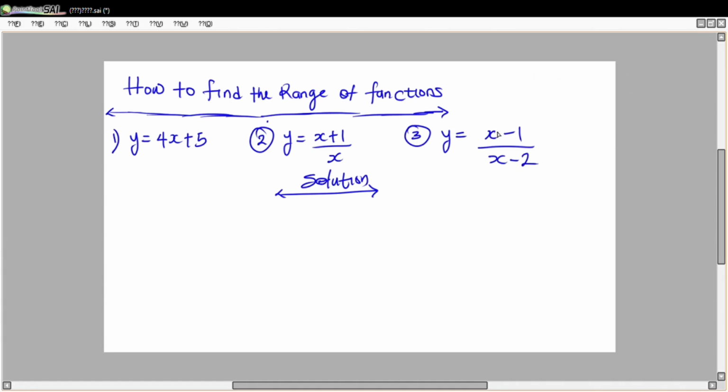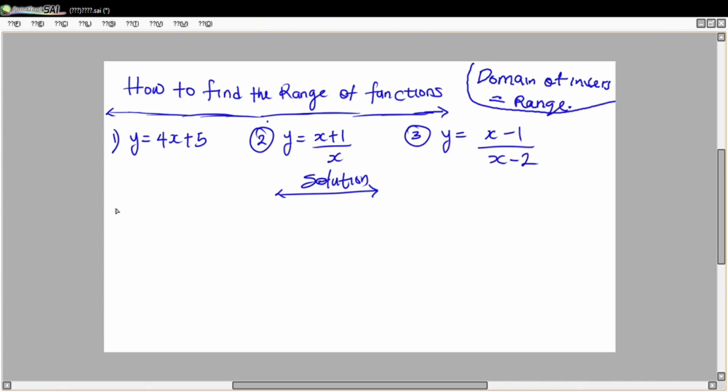One thing you need to understand about range is that the domain of your inverse will give you range. That is, you must be able to find the inverse first, then the domain of that inverse will give you range. Let me put it here. Domain of inverse will give you range.